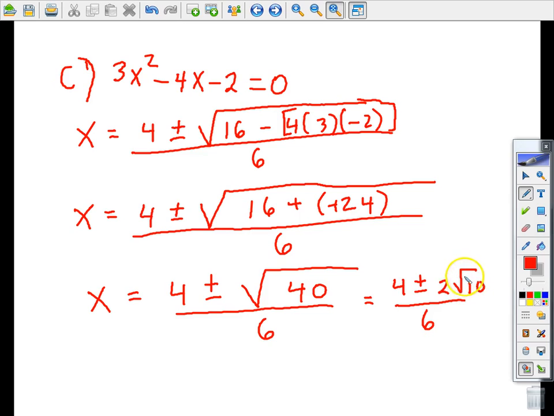Everybody good? Okay, Thomas, we're almost home. What else can we do? And then you can simplify all of it by 2, like all of them are factors of 2. Okay, so you end up with 2 plus or minus, I guess, square root of 10 over 3. Over 3, okay.